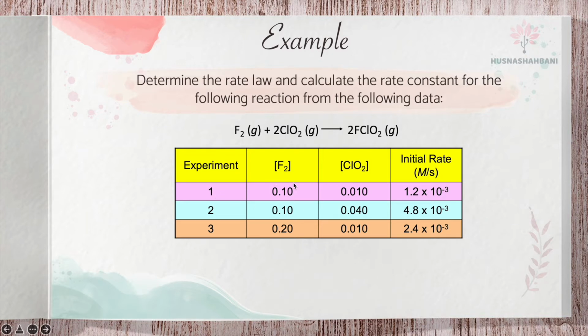For experiment 1, the concentration of F2 is 0.1, concentration ClO2 0.01, and the initial rate 1.2 times 10 power of negative 3. So this is the rate of reaction, molar per second. This is the rate of reaction for experiment 1. And for experiment 2, the concentration of F2 is 0.1, concentration ClO2 0.04, and this is the initial rate. And so on for experiment 3.